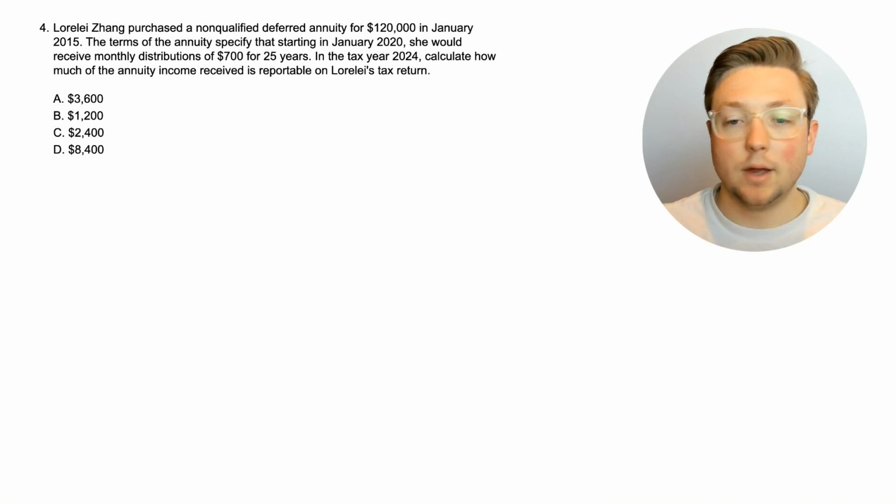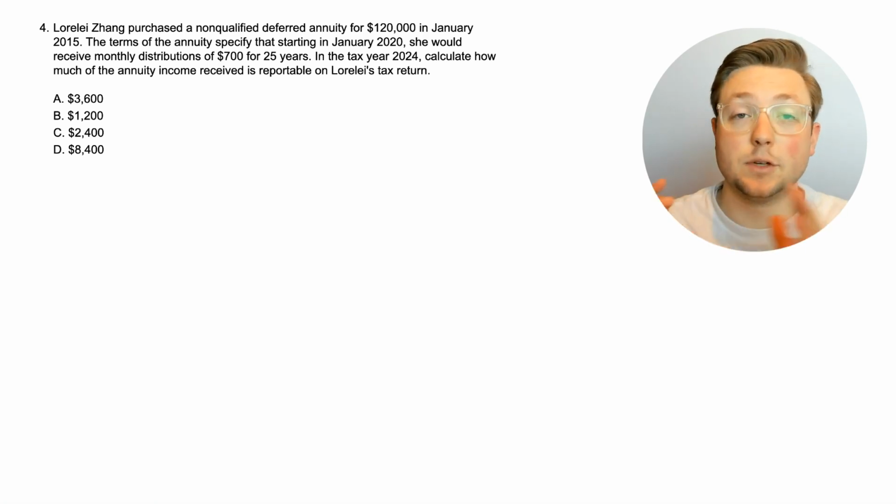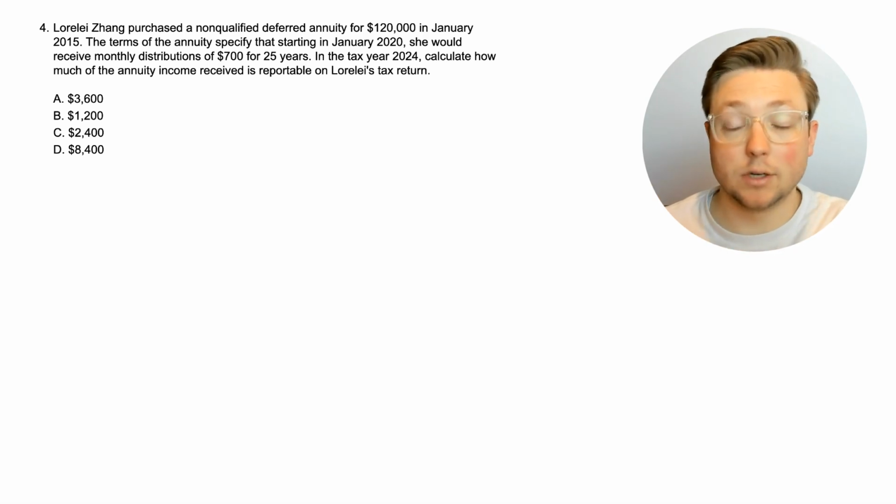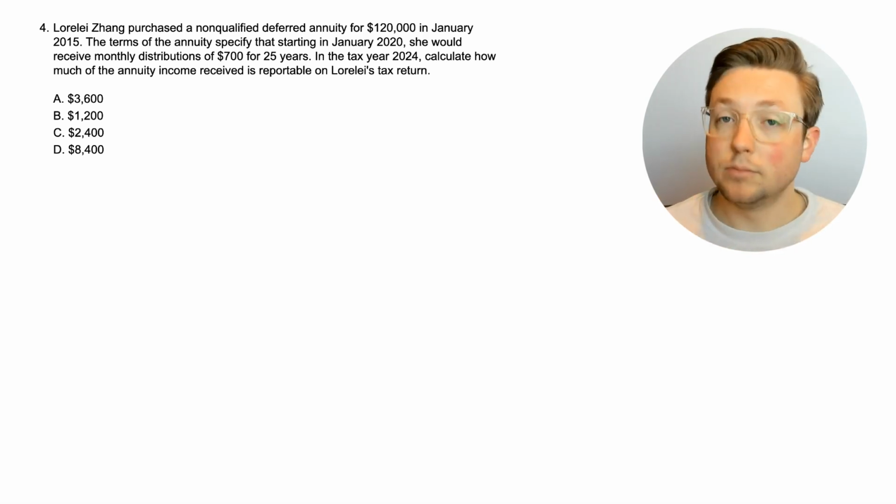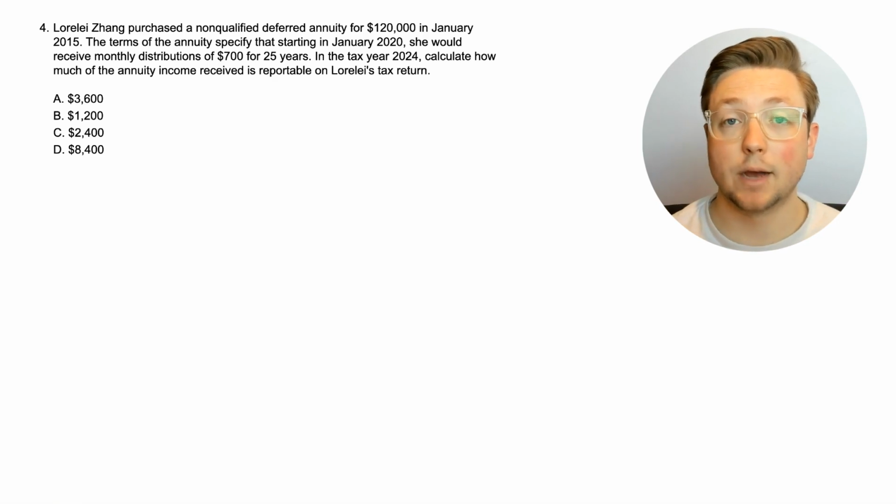So we're assuming for all of 2024, how much of this is reportable from the annuity income as income on the tax return. We've done this a couple times in the video. You have to figure out how much is principal and how much is extra that's been earned on top because of the annuity. So make sure to remember to do that. Pause the video, do the calculation, and when you're ready, come back and we'll look at the answer together.